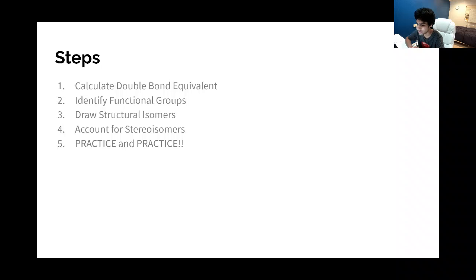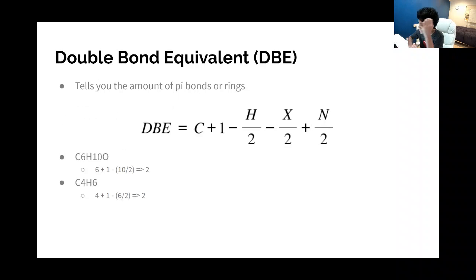The first step is to calculate the double bond equivalent. There's an equation for this. The second step is to look at your compound and atoms and see what the possible functional groups are. The third step is to actually draw the structural isomers. And the fourth step is to account for stereoisomers. And the most important step is to practice solving these problems to get good at them.